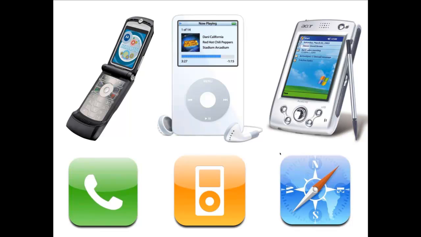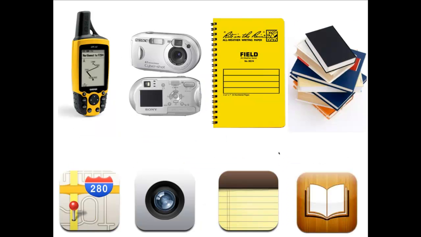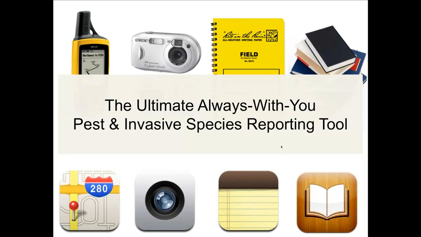Well, I argue that more importantly, for reporting and helping to manage natural resources, it's also a GPS, a camera, a field notebook, as well as a field guide, all in your pocket, which pretty much makes it the ultimate. And I'm referring to all smartphones now, the ultimate, always with you, pest and invasive species reporting tool.